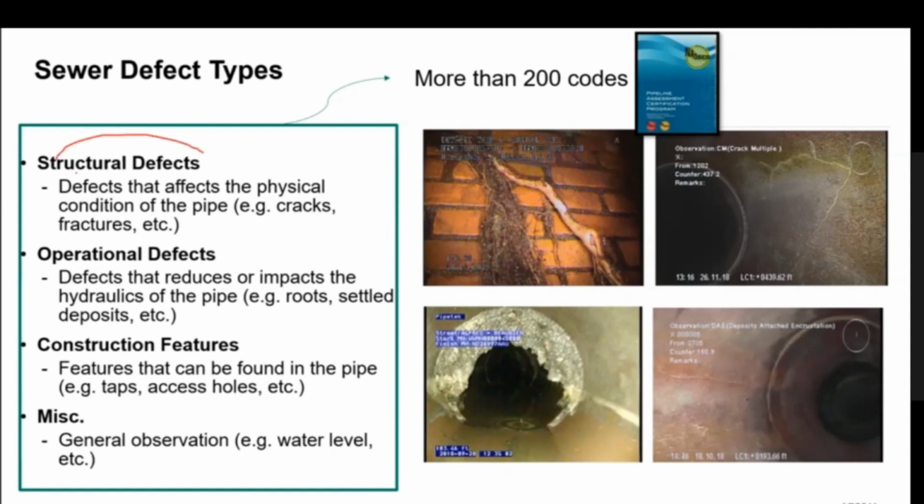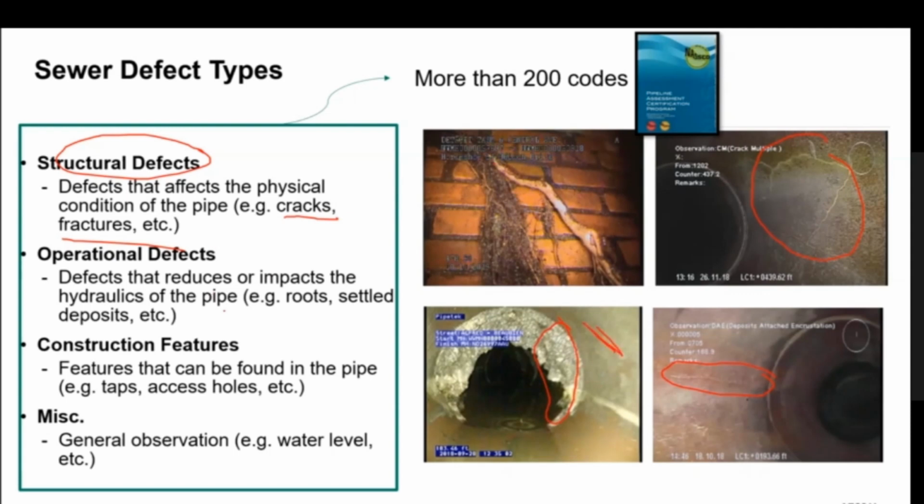So we see structural defects, and some of them are related to cracks and fractures. So this is a crack, for example. They call it multiple crack. This is a root inside a sewer brick. And they call it attached deposit incrustation. It's the calcite. This is a concrete pipeline.